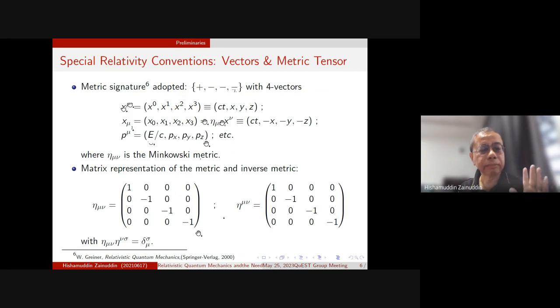By the way, I'm abusing a little bit of notation here because your x^μ is supposed to be components, and I'm representing it together with the whole matrix.